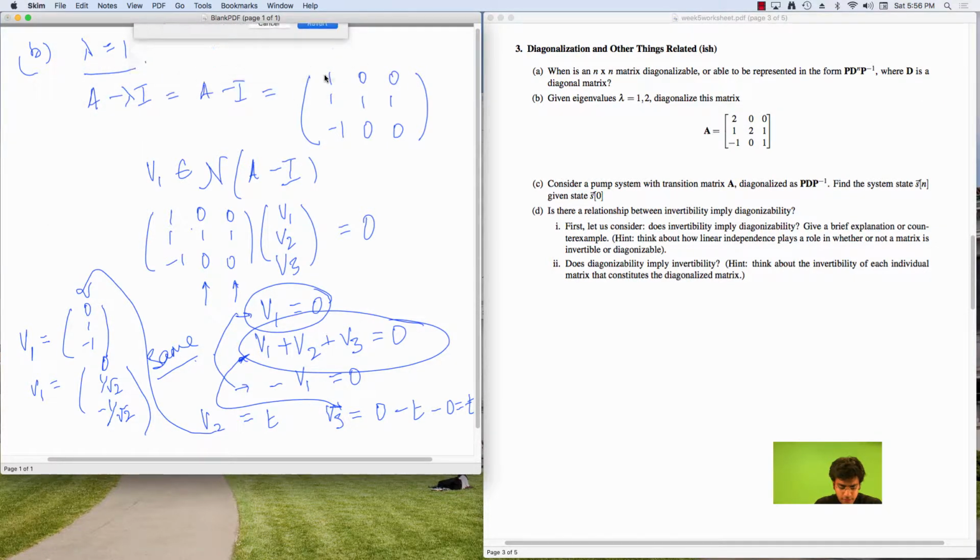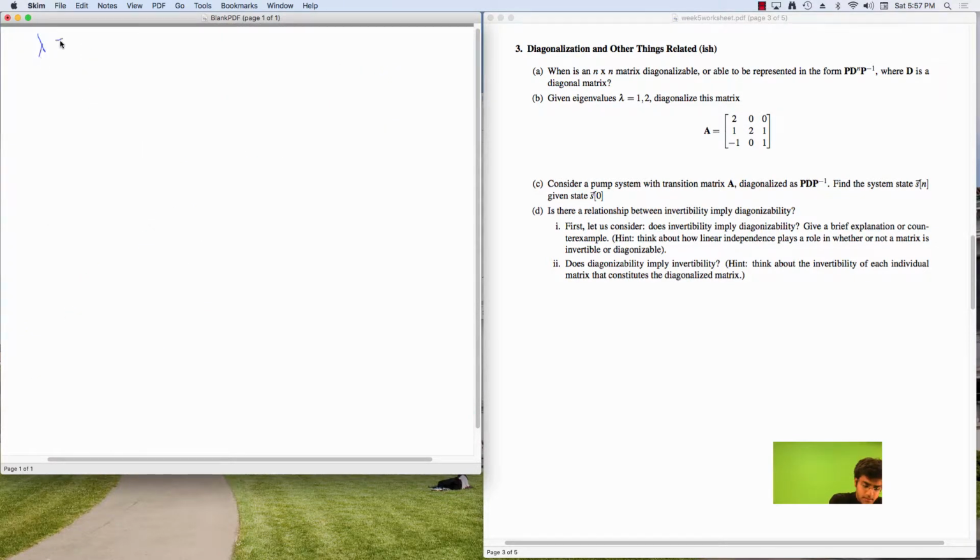So now let's solve for lambda equals 2. In that case, we first compute A minus lambda I, which is A minus twice the identity. And we get [0, 1, -1], [0, 0, 0], and [0, 1, -1]. Now notice, this is a column of all zeros, and these two columns are identical. So really, we will have two levels of redundancy in this system of equations.